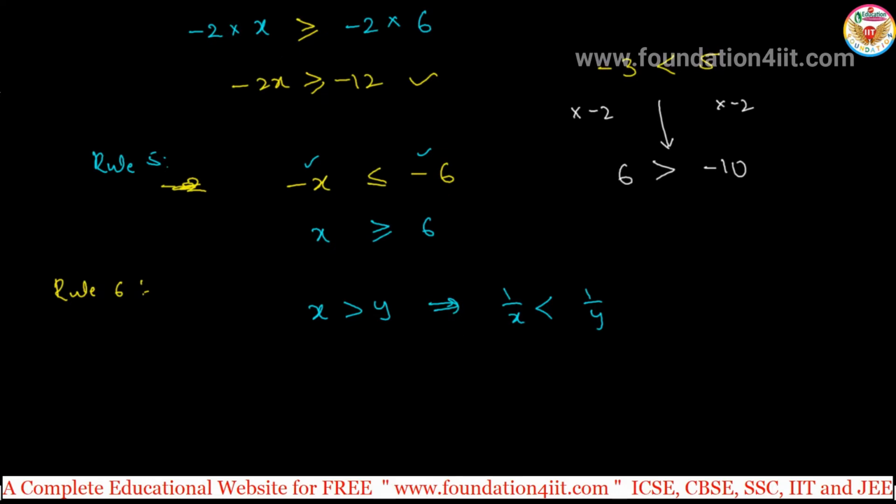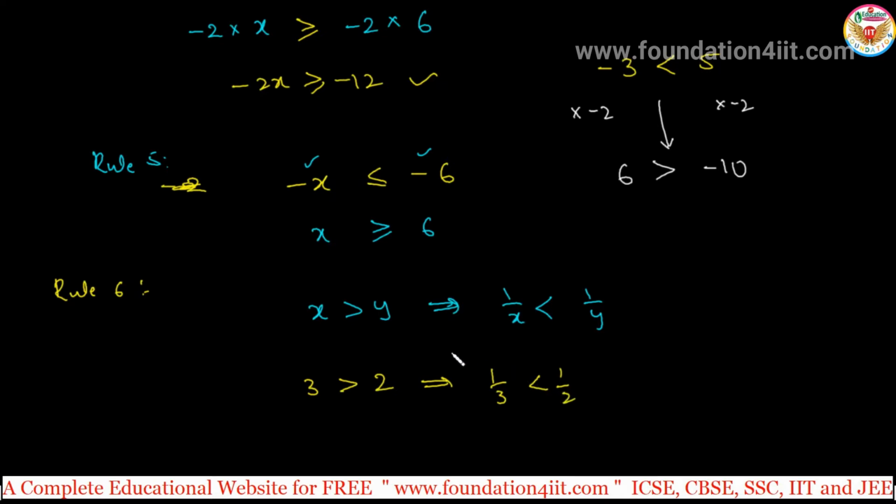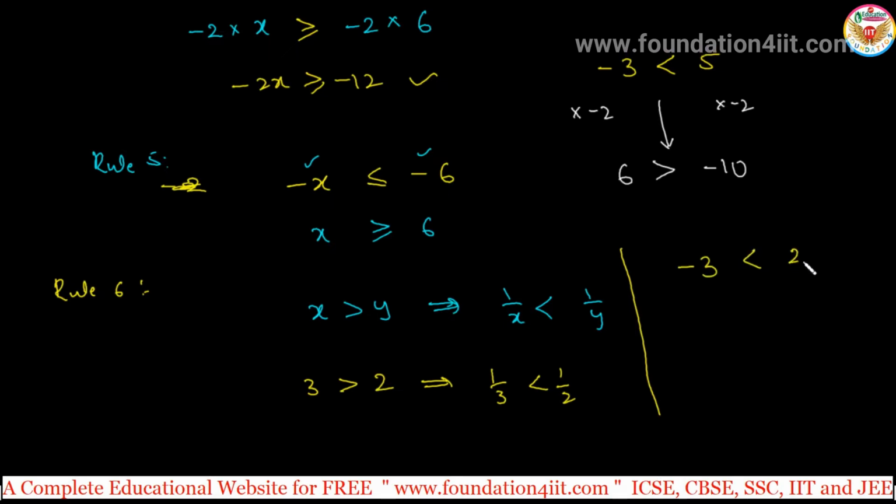Okay, let us see one example. 3 is greater than 2, right? But 1 by 3 is less than 1 by 2. Both positive or both negative, in that case only. Even minus 3 is less than 2, but one is negative and one is positive, so we should not consider it. So both must be negative.